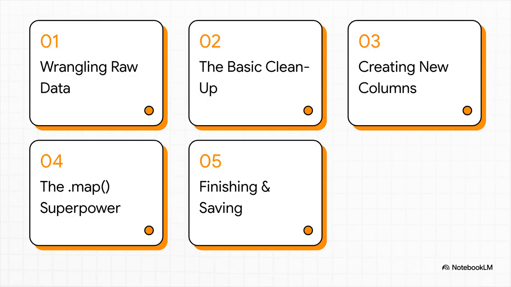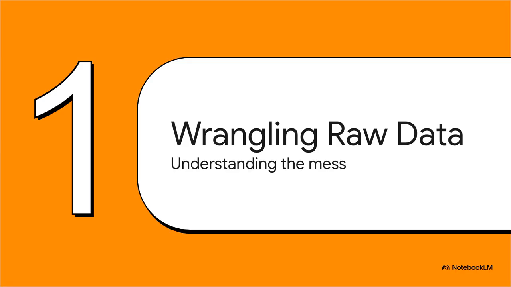So here is our game plan for this journey. First, we're going to face the raw data and figure out what we're dealing with. Then we'll move into some basic cleanup. After that, we'll actually start enriching the dataset by creating some brand new columns. Then we get to the fun part, unleashing the real superpower of this library, the .map method. And finally, we'll wrap it all up by saving our beautifully clean data. Sound good? Let's go. All right, section 1, the challenge of wrangling raw data.